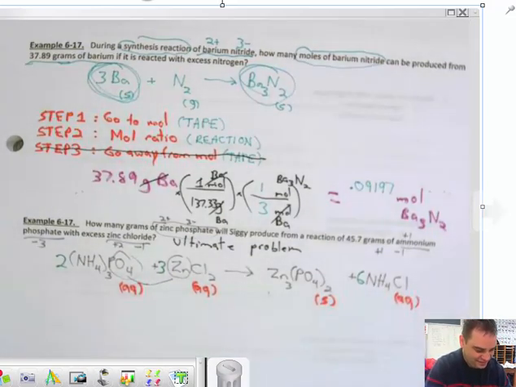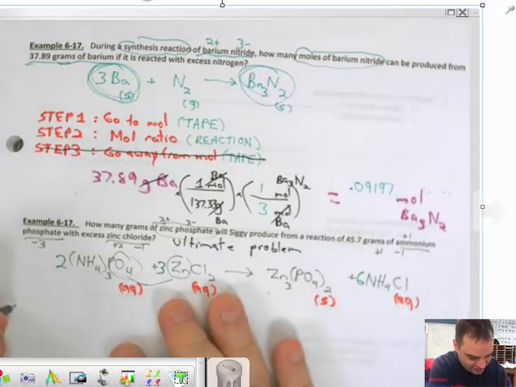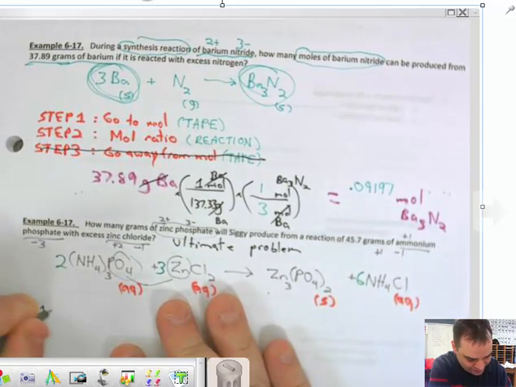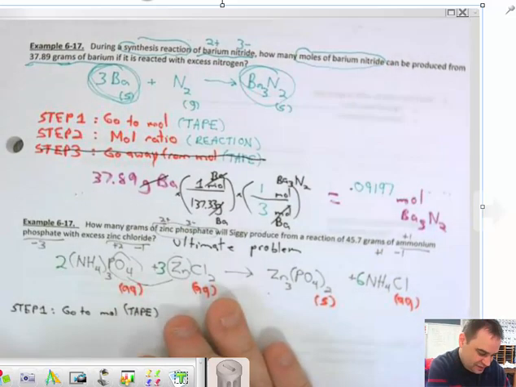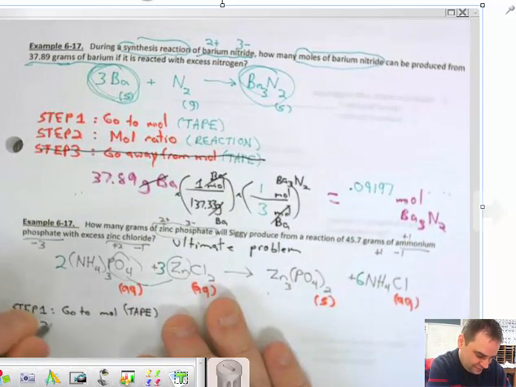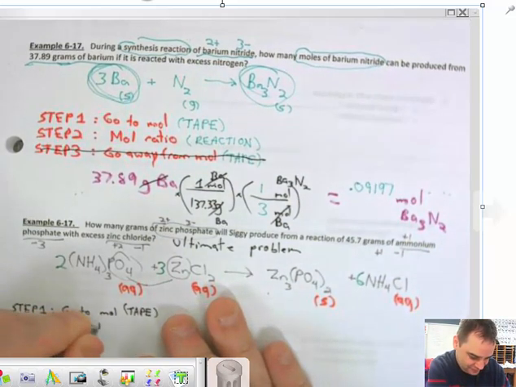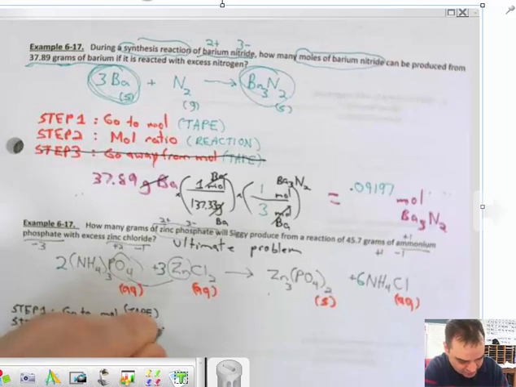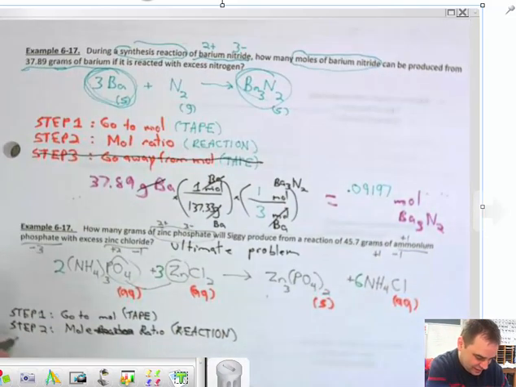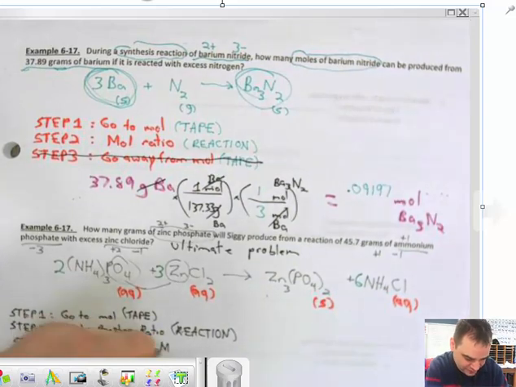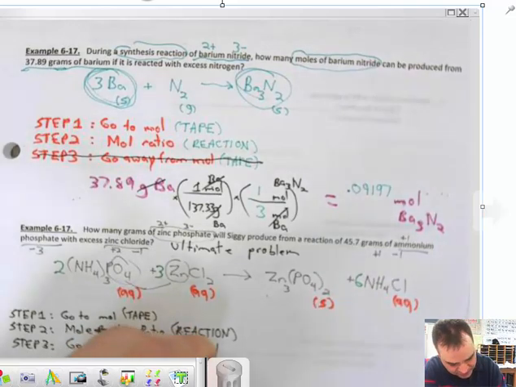Okay. So here we go. Now we have to do the ultimate problem here. We're going to do this with the checklist again. So step 1. Go to moles with the tape. Step 2. Mole ratio. And I wrote reaction. Awesome. Mole ratio with the reaction. Step 3. Go away from moles. Why am I writing moles big? Don't know. That is the tape again.